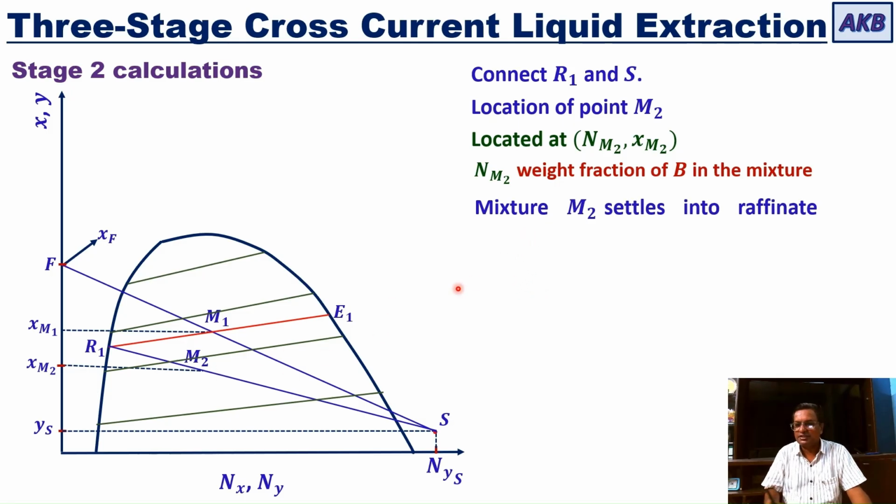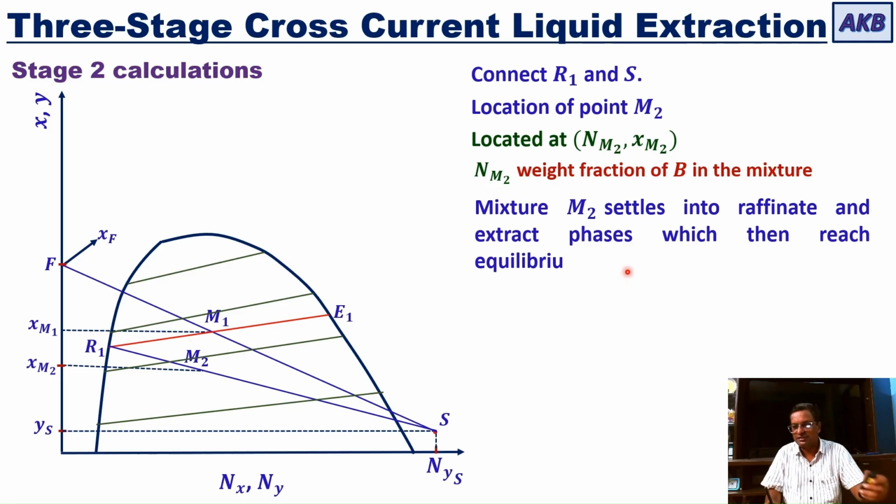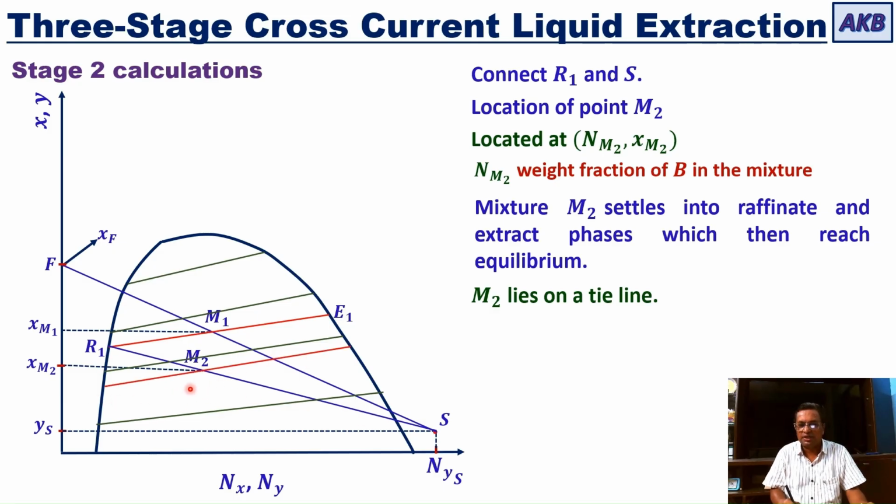Then the mixture that is represented by point M2 will settle into raffinate and extract phases ultimately, when these two phases reach equilibrium. Therefore, the conclusion is that point M2 not only lies on the line R1S, but it also lies on a tie line which I have shown.